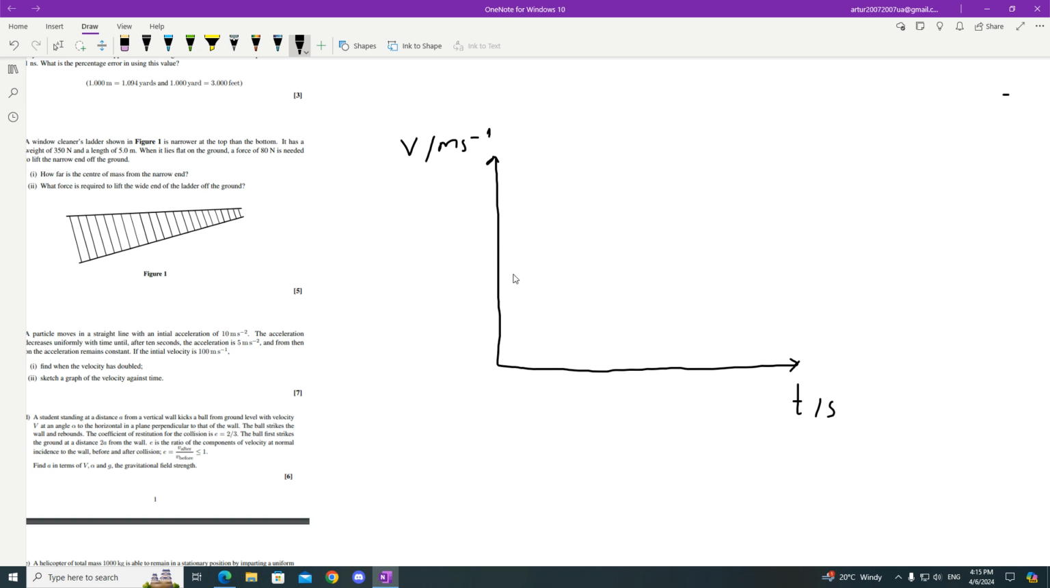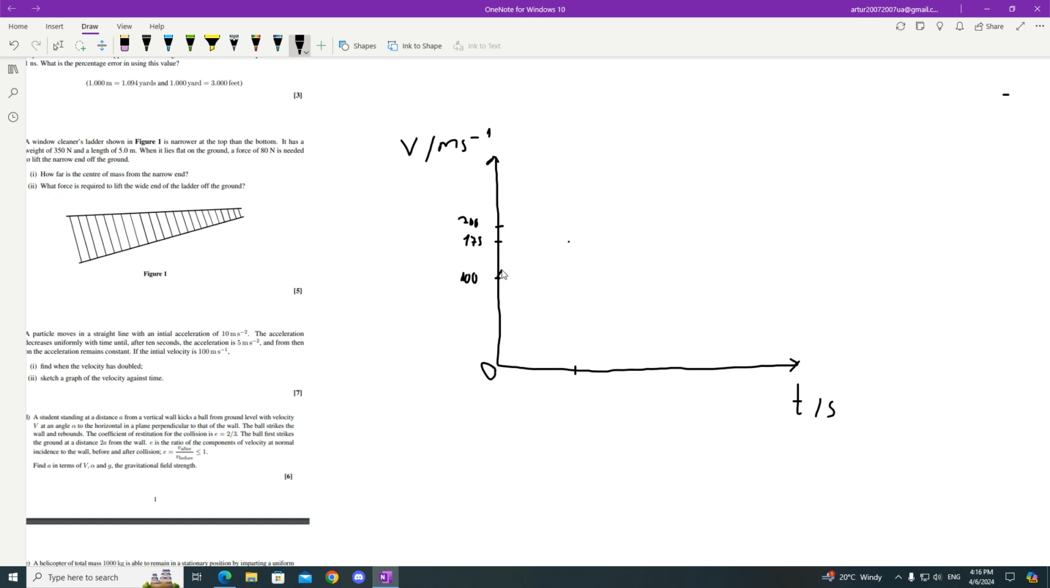I will draw three critical speeds. The first one is 100, the initial speed. The second one is 175, the speed when the change of acceleration is over. And the third one is 200, just for simplicity. First of all, when time is 0, our speed is 100 meters per second. Second, after 10 seconds, our speed is 175.